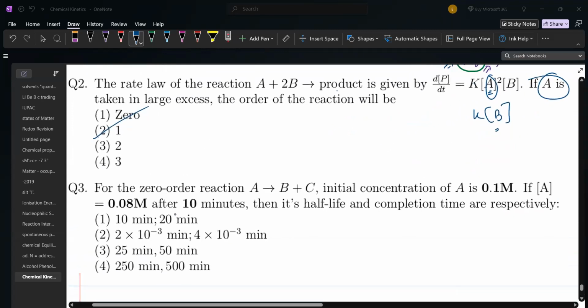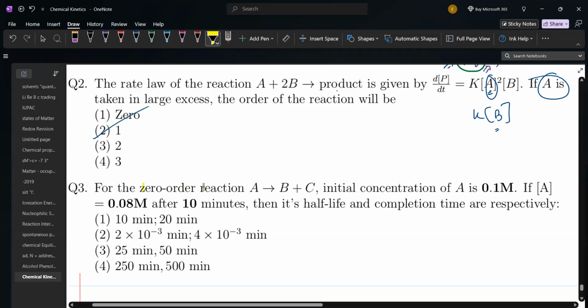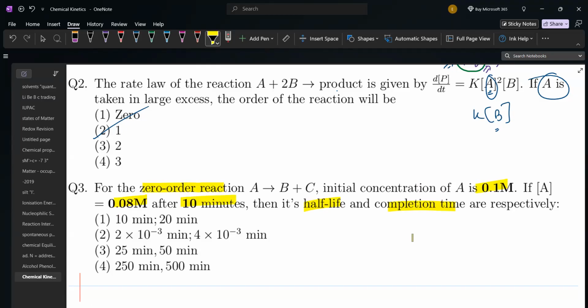Please solve this question. The question is already given as a zero order reaction. Initial concentration is given, and after 10 minutes A is also given. You have to find half life and completion life. So half life is a naught upon 2k and completion life is a naught upon k, right? So please solve this.